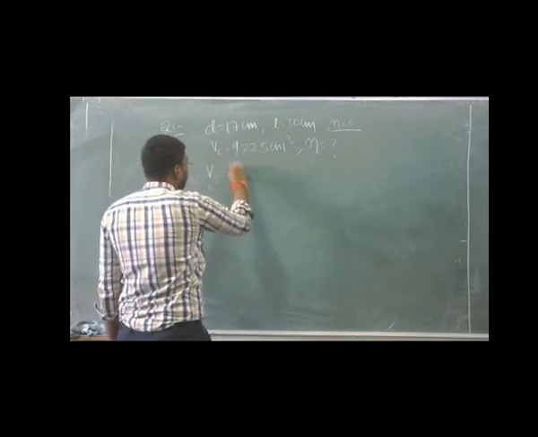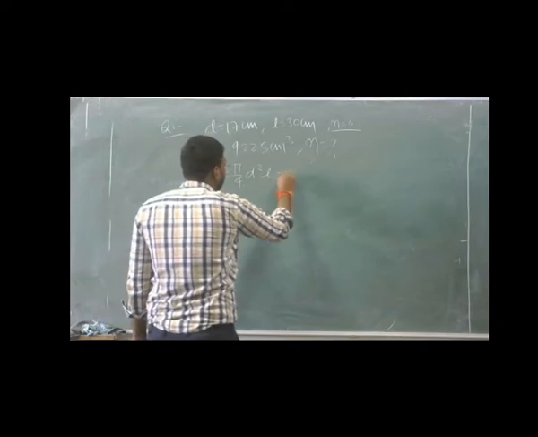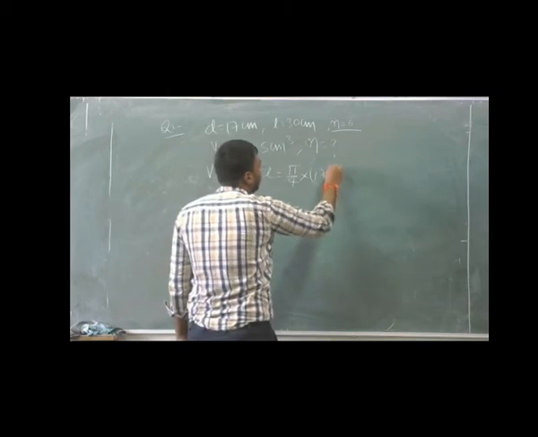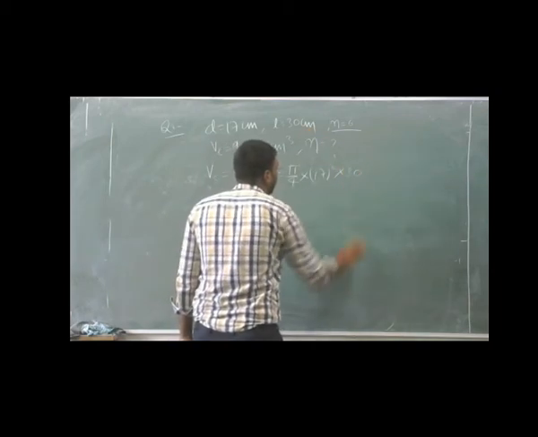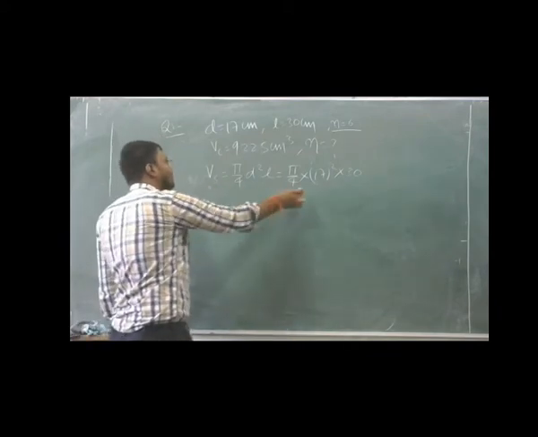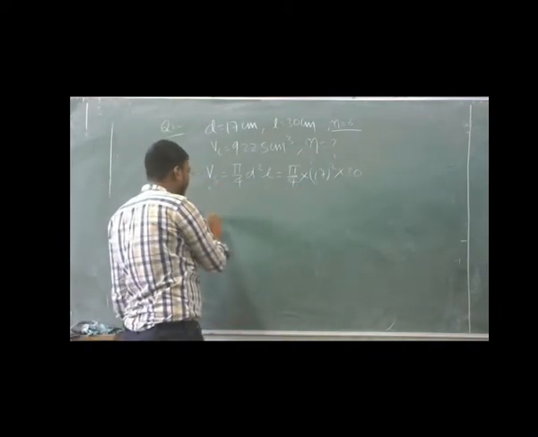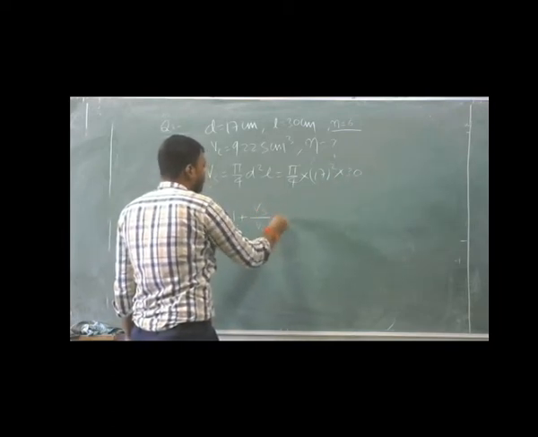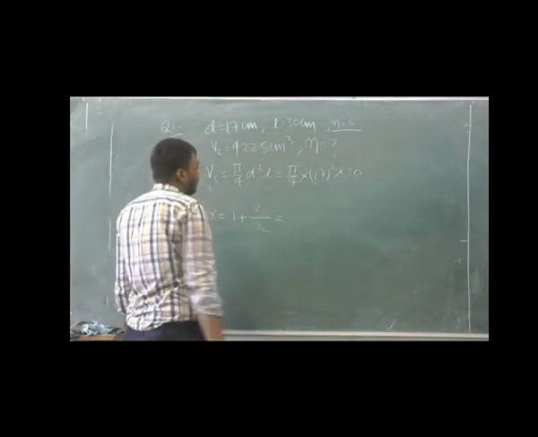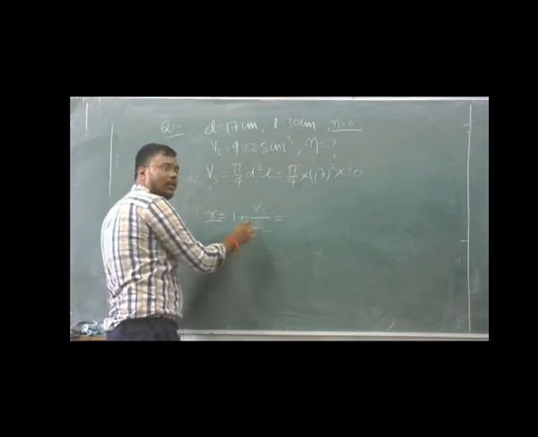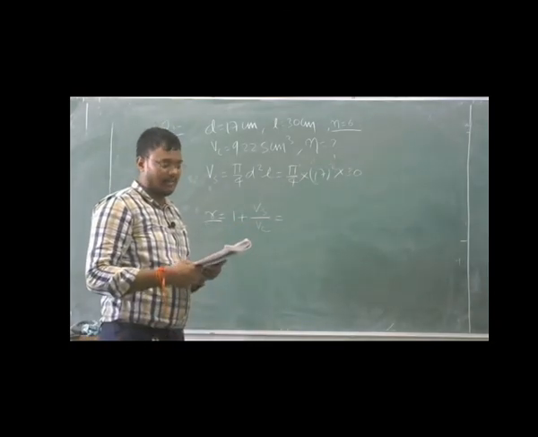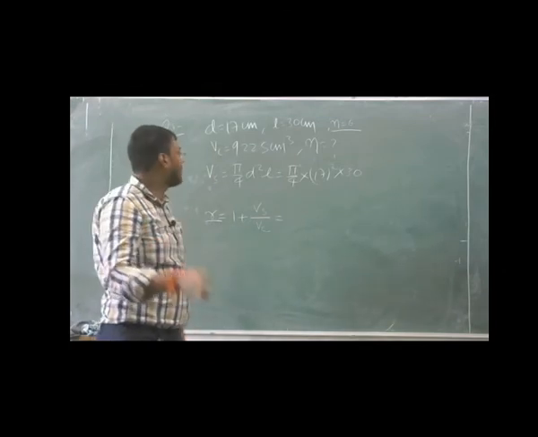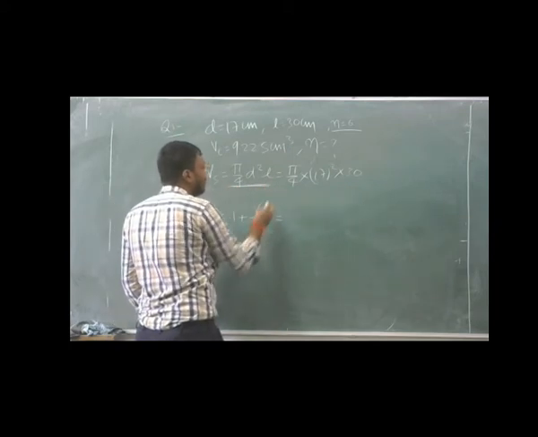Vs is equal to, we know, pi by 4 d square L, that is pi by 4 into 17 square into L 30. So here we get the value of Vs, and we know the formula R is equal to 1 plus Vs by Vc. Put the value of Vs here and divide by Vc, then we get the value of R. But again we are doing it wrongly, because in the question it is a 6-cylinder engine, and we are calculating Vs for only 1 cylinder.